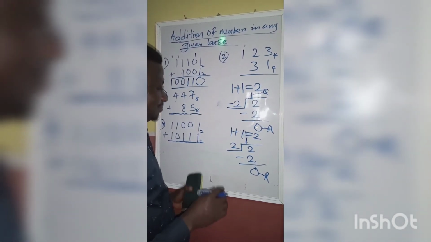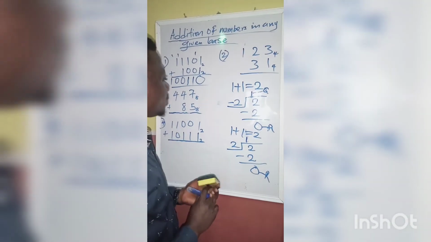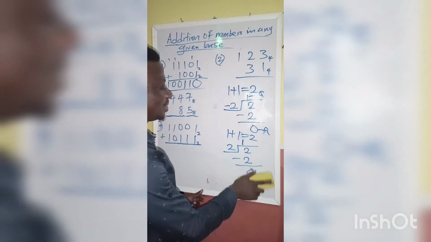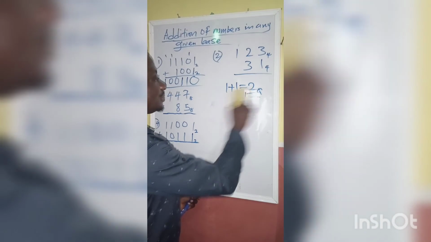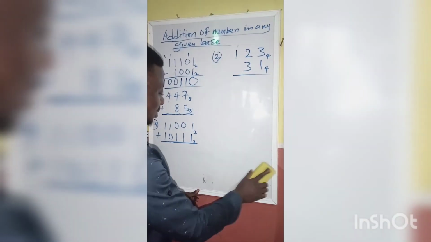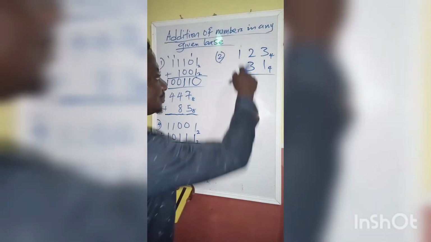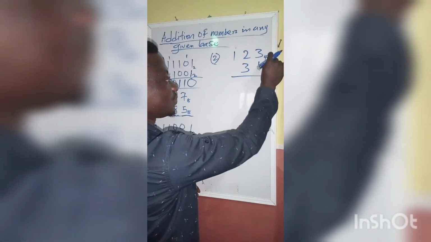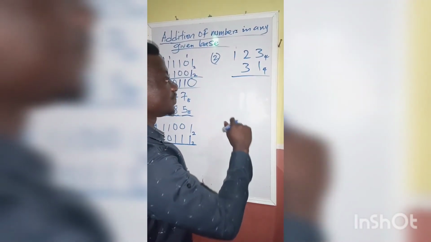Is that clear? So let's proceed to the second question. Let me clean this. The second question is this. We have this in base 4. This question is in base 4.